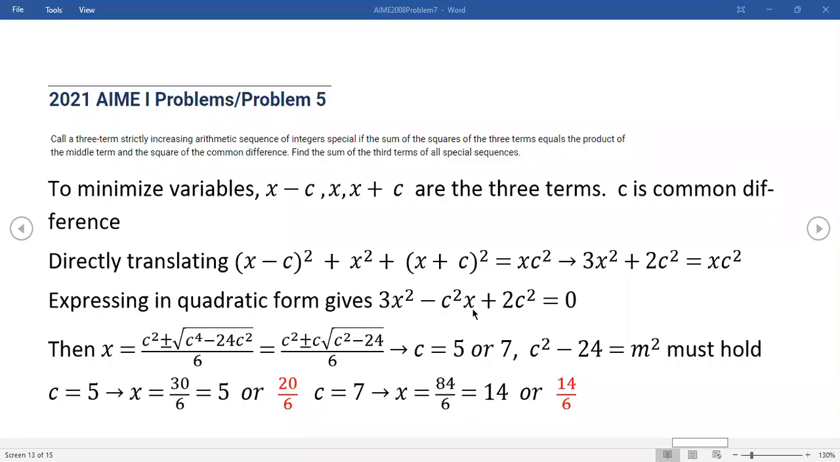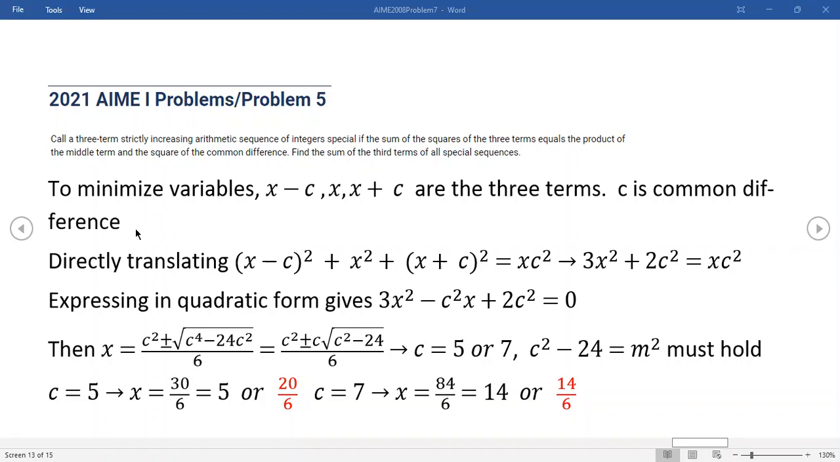Evening, everybody. Tonight I have a very interesting problem from the 2021 American Invitational Mathematics Exam, the AIME. This is problem number 5.